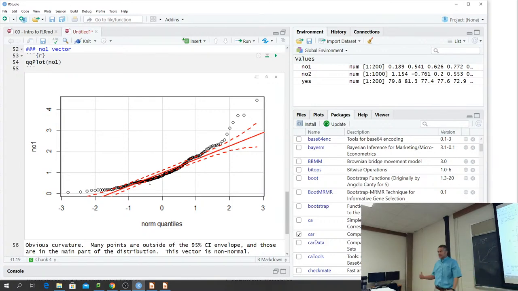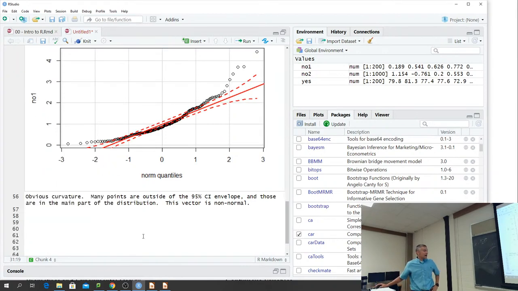So this is obvious curvature, and I stated that as well. Many points are outside the 95% CI envelope, and those are in the main part of the distribution. This vector is clearly non-normal. This is what we look for. We're looking for something like this to identify non-normality.